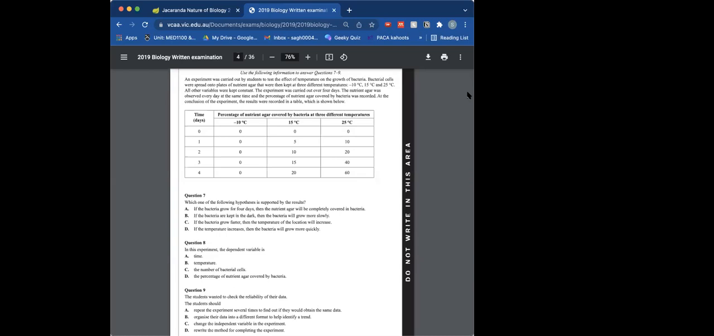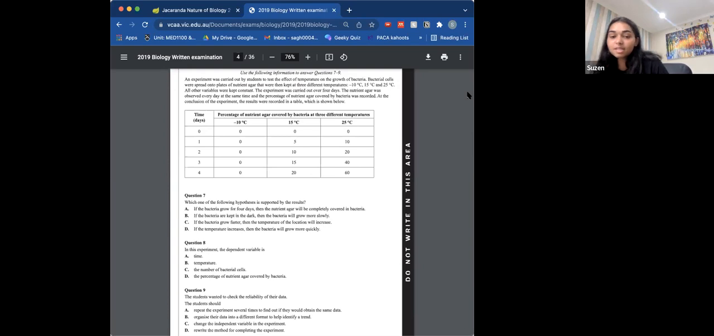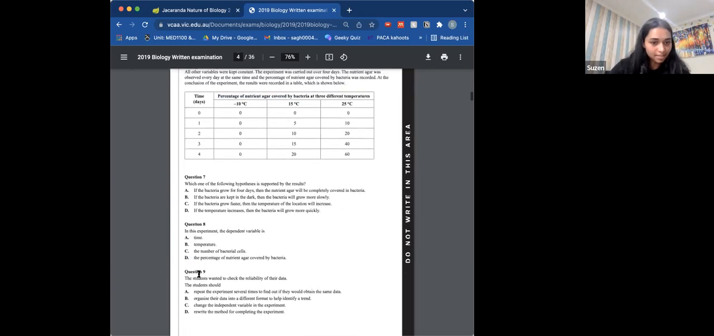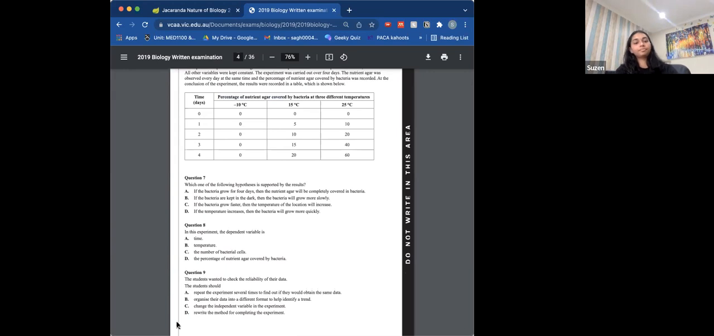Okay, again, most of the results have come out as D. Yes, correct. The reasoning is because the independent variable is the one that you're changing, and the dependent variable is the one you're measuring. So the independent variable here will be your temperatures, because you are exposing them to 3 different temperatures as it's written here. And what we're testing is the percentage of nutrient agar covered by the bacteria, which was D. Yeah, well done. And the last question is question 9.